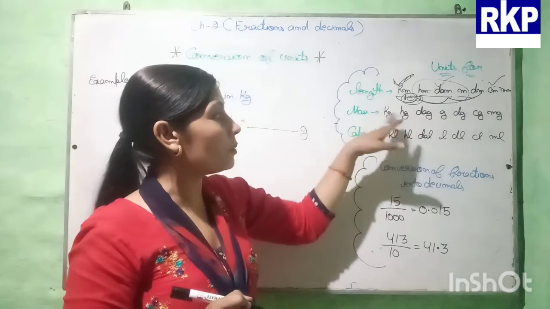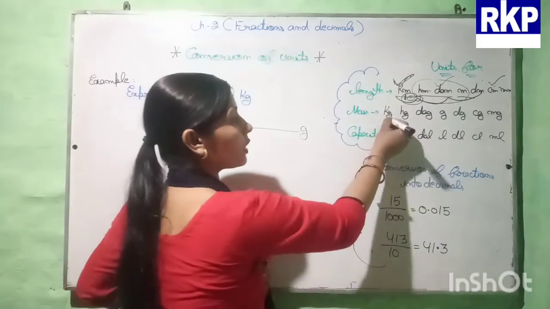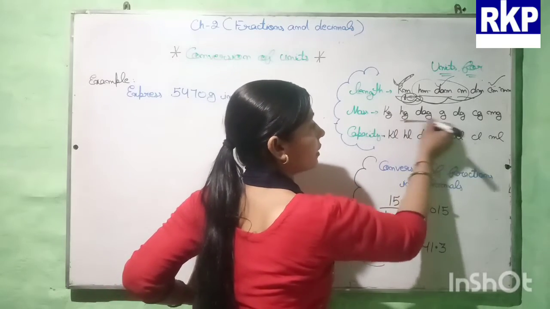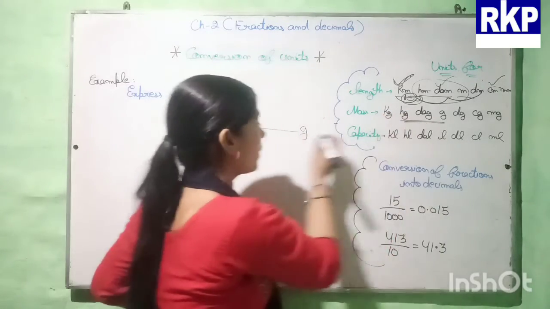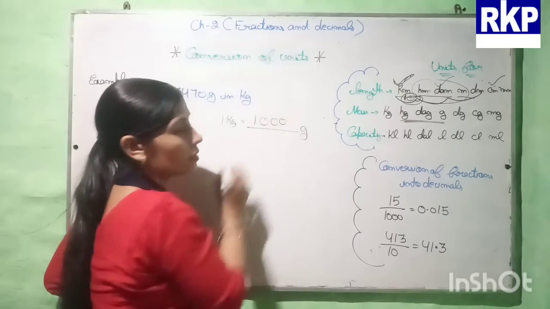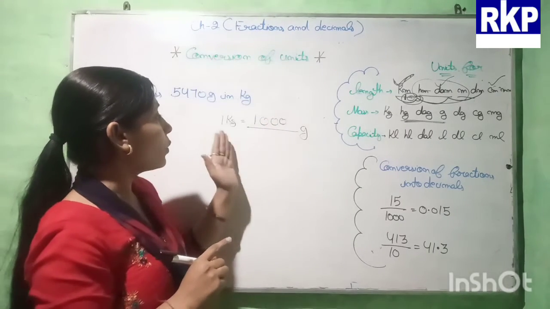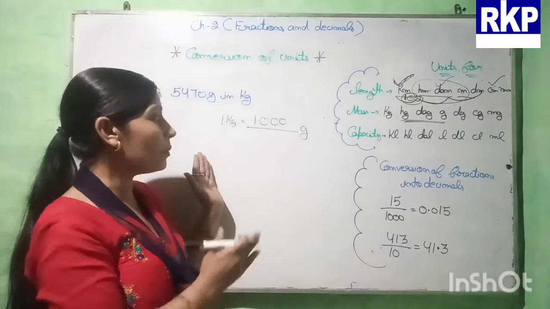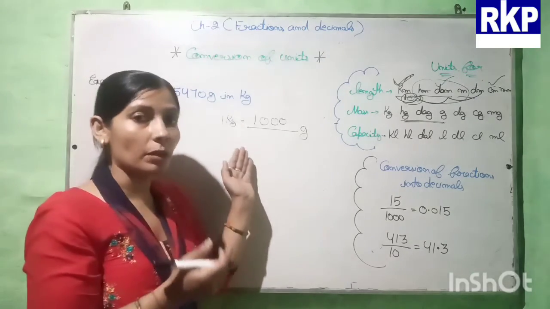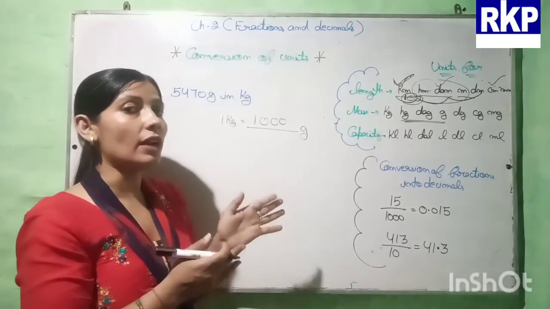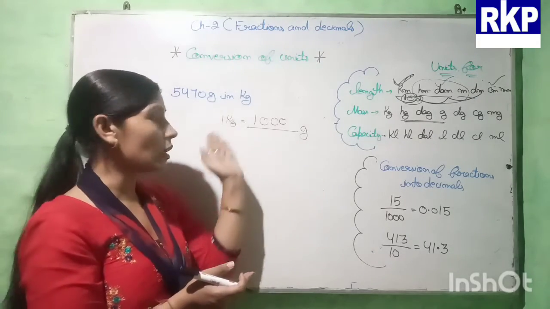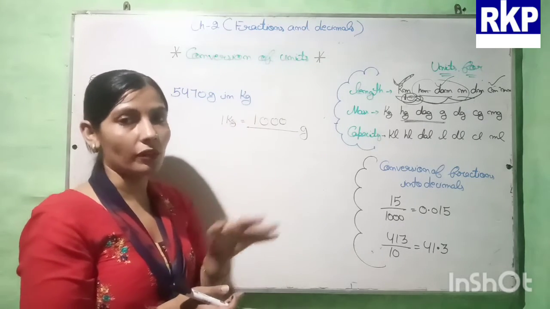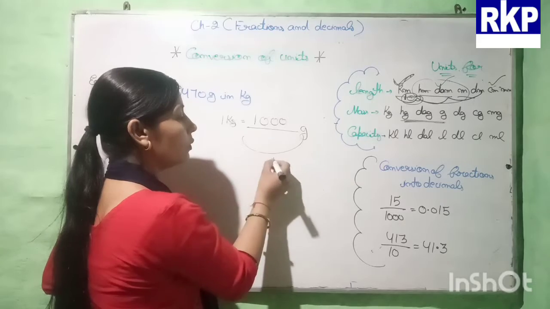What is the relation between kilogram and gram? For kilogram we will write 1, and now we are having 3 units after kilogram. So here we will put 3 zeros. So 1 kilogram is equal to 1000 grams. If we want to convert kilogram into gram, then we need to multiply with 1000. But if we want to convert gram into kilogram, smaller unit into bigger unit, then we need to divide. So here we need to divide.